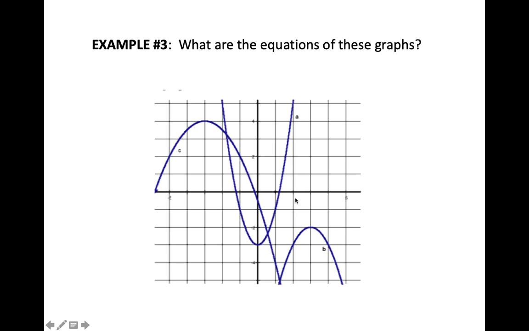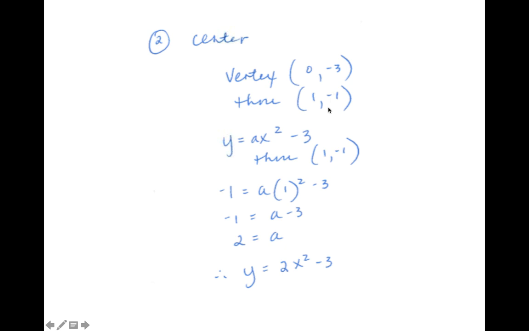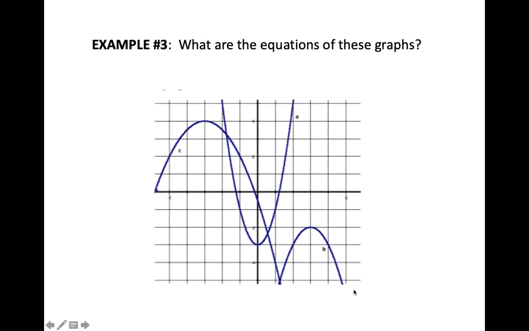Now I'm going to do the middle one. What I notice is that the vertex is 0, -3, and then it passes through 1, -1. So you can stop and take a look at what I've done and just follow through. It looks like the A turns out to be a 2 this time, so I plug it in and I'm off and running. The one on the far right, I can see that my vertex is 3, -2, and that it passes through 4, -3.